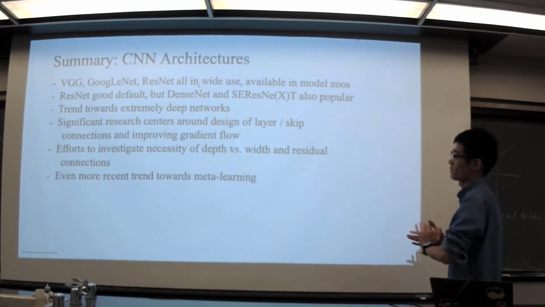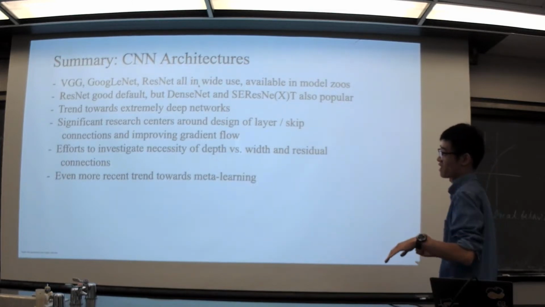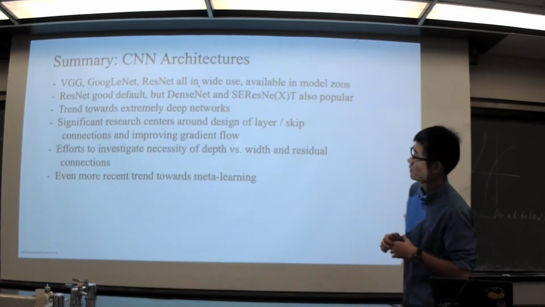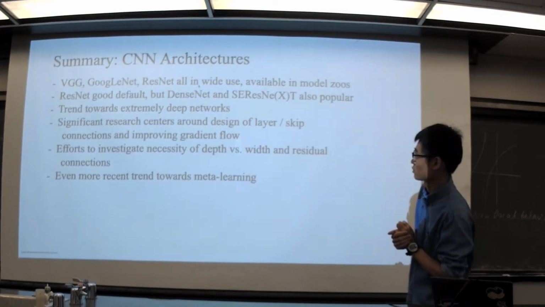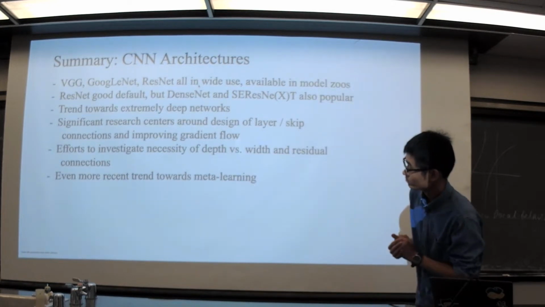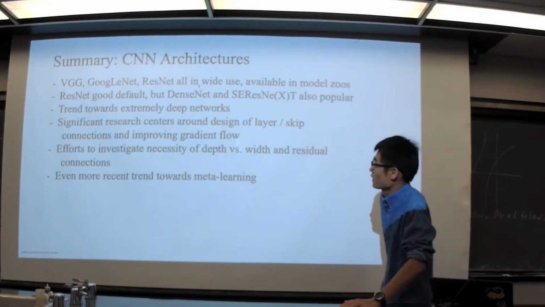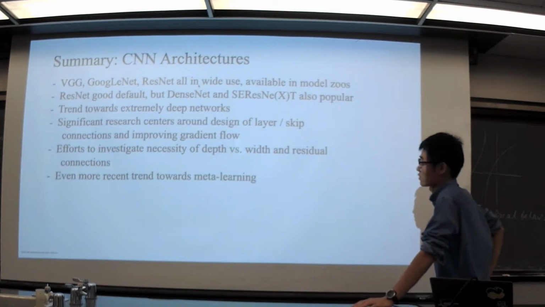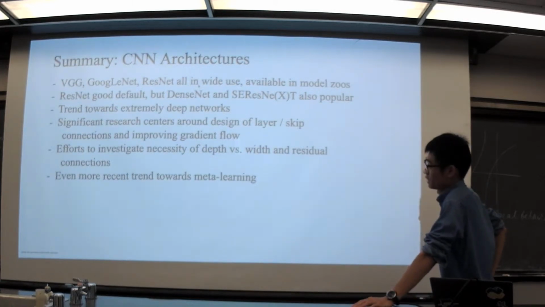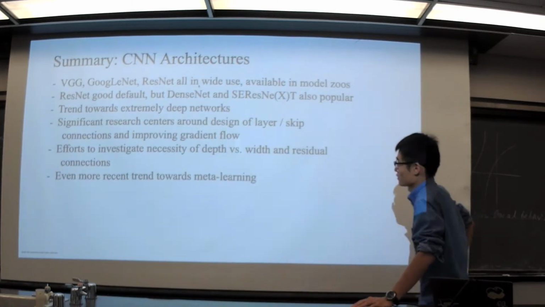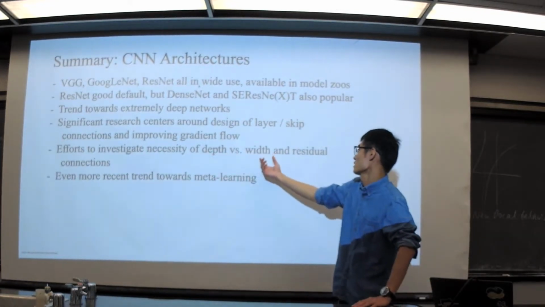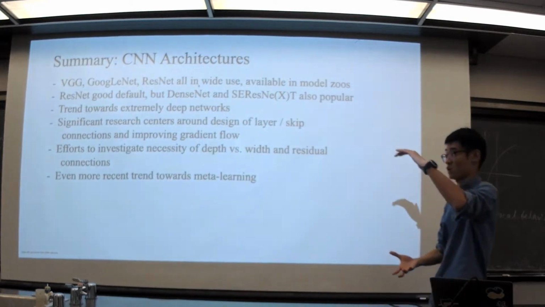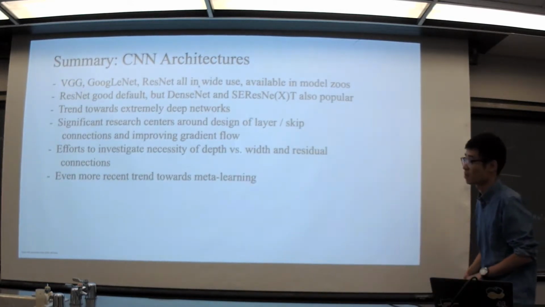We are using very deep networks nowadays, and significant research centers around the final layer calculations and improving gradient flow. Efforts to investigate the necessity of depth and width. So here are the different depth, width, and residual aspects of a network structure. There are different things you can change.